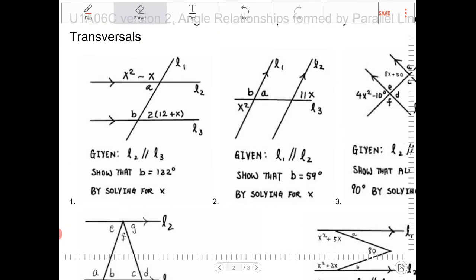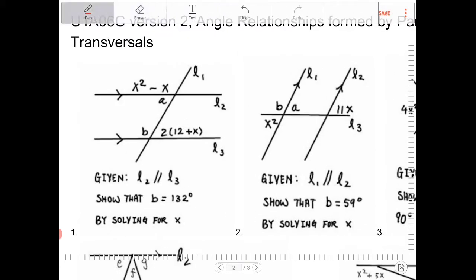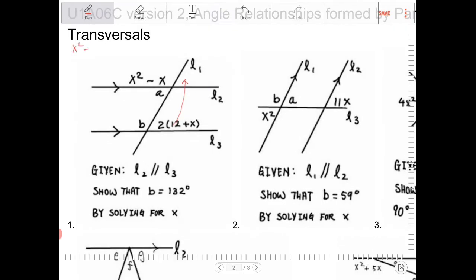All right, so I have this situation where L2 and L3 are parallel cut by a transversal L1, and the problem says to show that angle B is equal to 132 by first solving for x. So let's do that. I immediately notice that this angle is corresponding to this one, which means these two angles over here are going to be supplementary because they are a linear pair. So therefore I can say that x squared minus x plus 2 times 12 plus x will equal 180. And this is a quadratic equation.